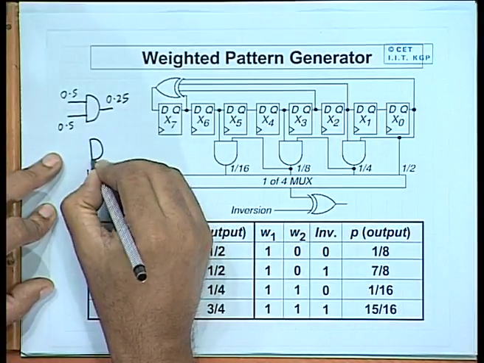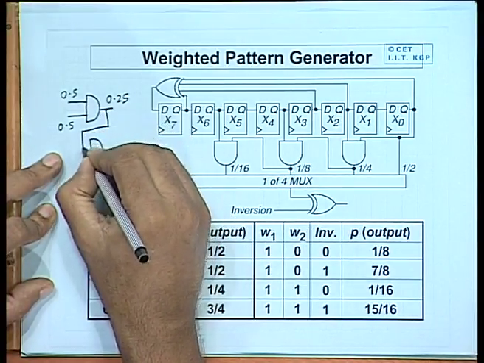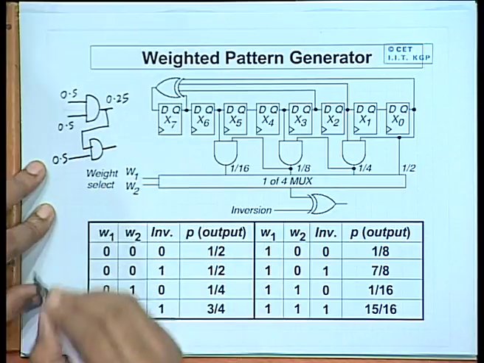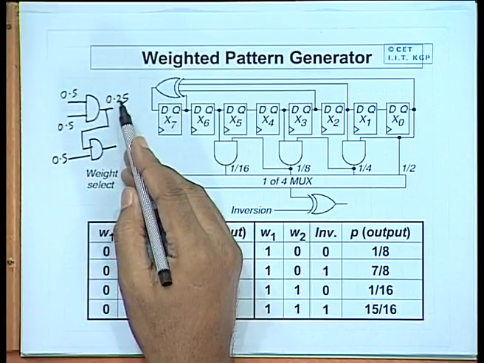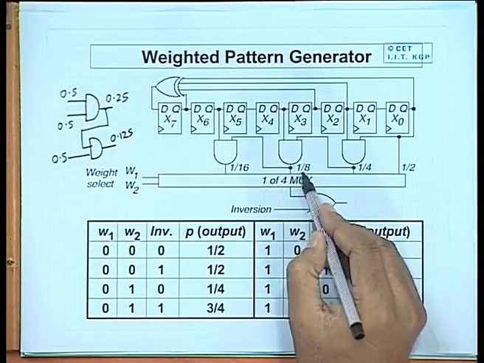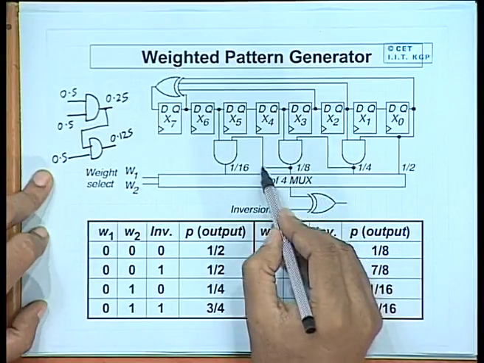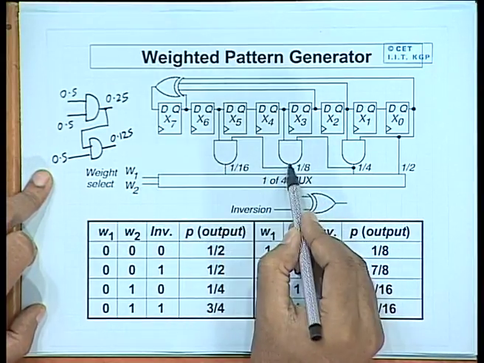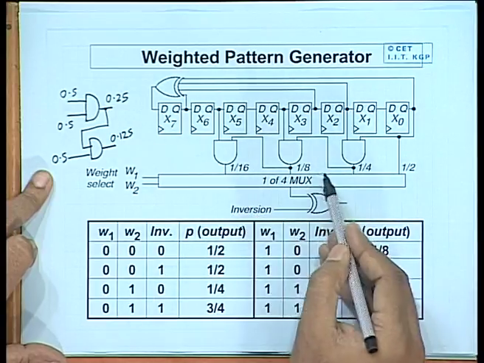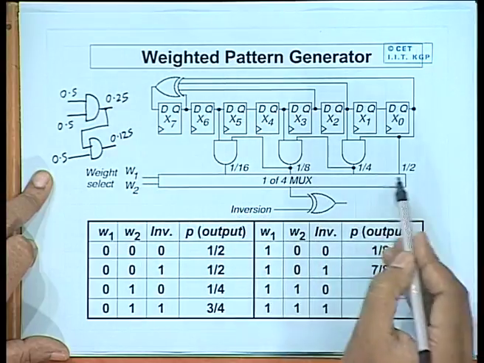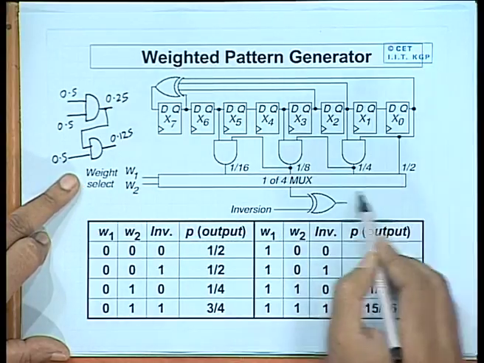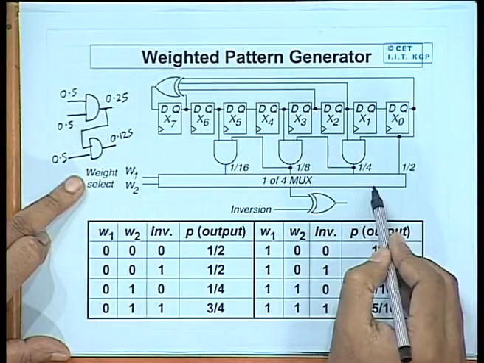And you take another AND gate where one of the inputs you feed with a probability 0.25, the other you feed with 0.5, then what will be the output? 0.5 into 0.25, this will be the signal probability. So, it will be 0.125, this is 1 by 8. Similarly, 1 by 8 and 0.5, you put another AND gate, you have 1 by 16. So, in this way you can have signal probabilities 1 by 16, 1 by 32, 1 by 64 as you wish. So, this can be a multiplexer, depending on these weights you can select the multiplexer.